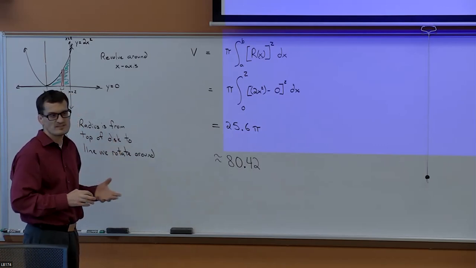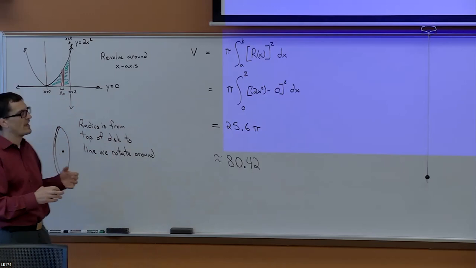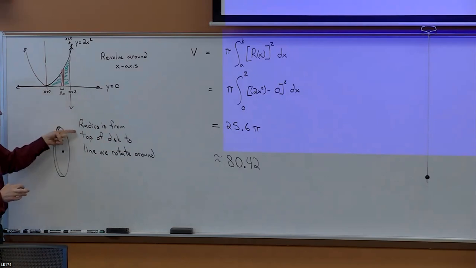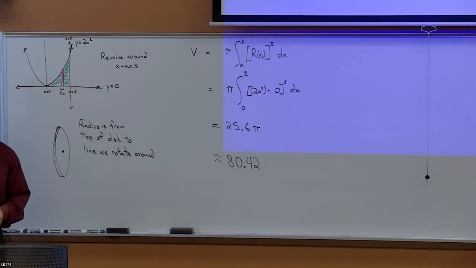Does this make sense? So we have some region, we create a three-dimensional object by rotating it around. I'm not drawing the three-dimensional object. Sometimes I'll draw that ghost image, but I didn't this time. Radius is always going to be from the top of the disk to the line you rotate around, or the outside of the disk to the line you rotate around, depending on the scenario.